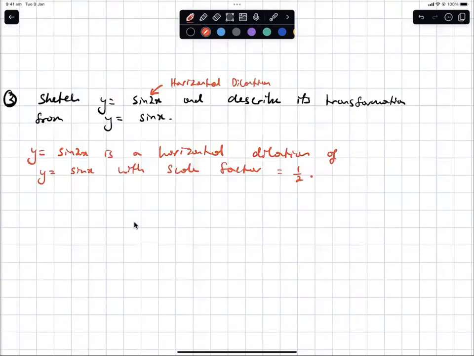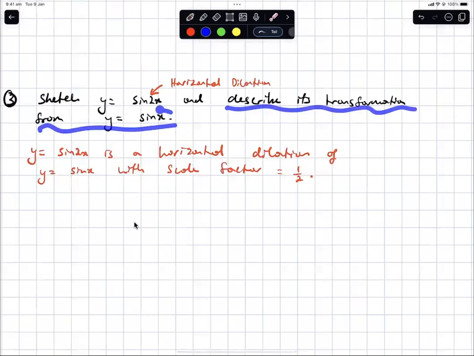So on our next example, we're going to talk about a horizontal dilation now. I've already written some stuff out ahead of time, but I'd like to just point it out as we go. The question asks us to graph this curve, sine of 2x, which you would have done in year 11. But now we're just going to put it under a different lens and also describe its transformation from y equals sine x. We like to think of that as our original function. So it's handy to understand what's going on here.